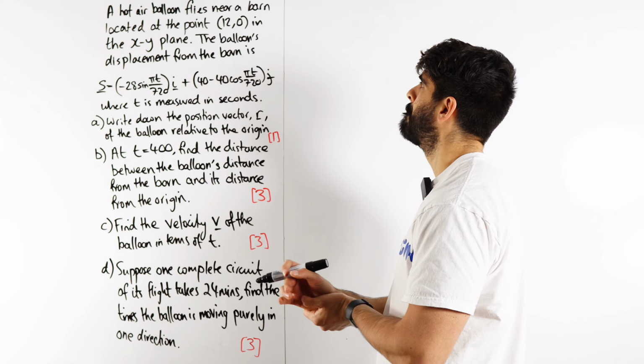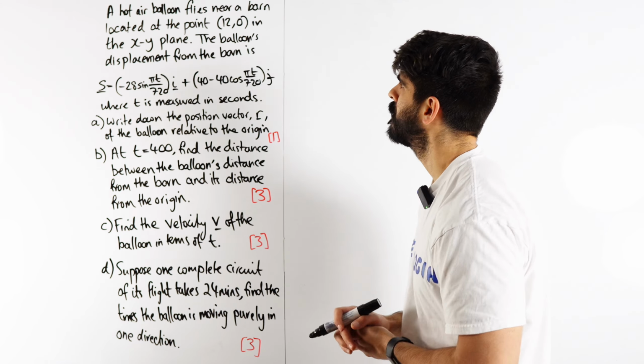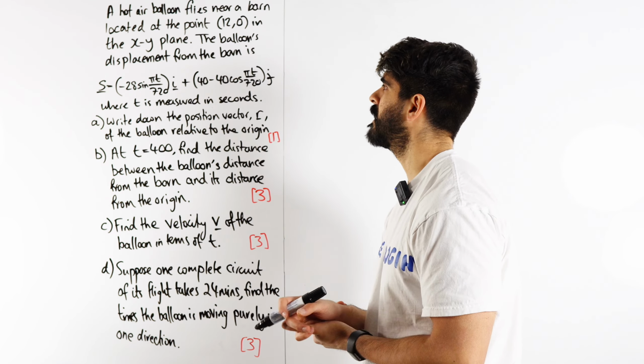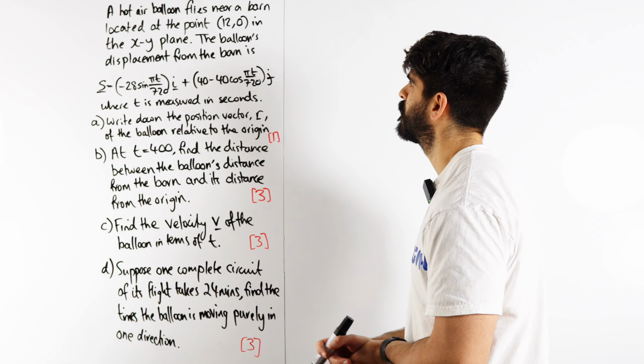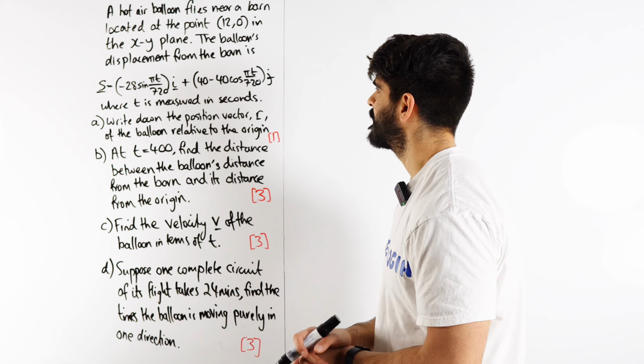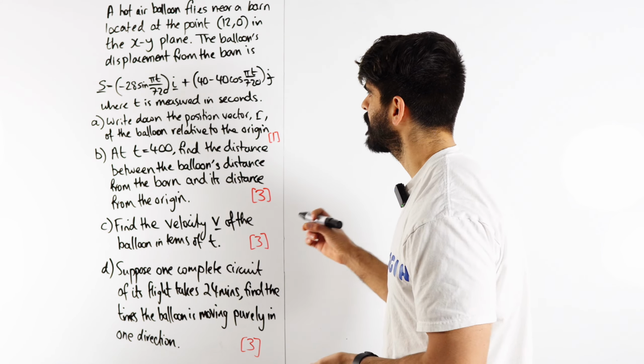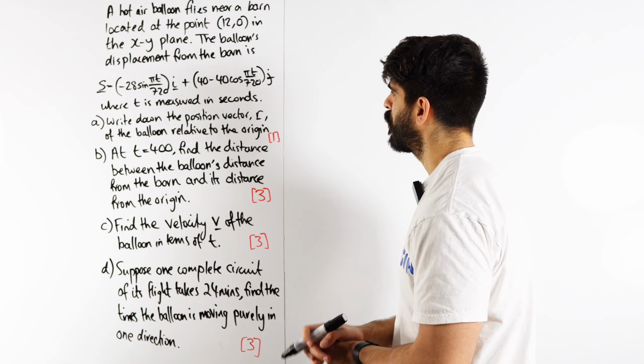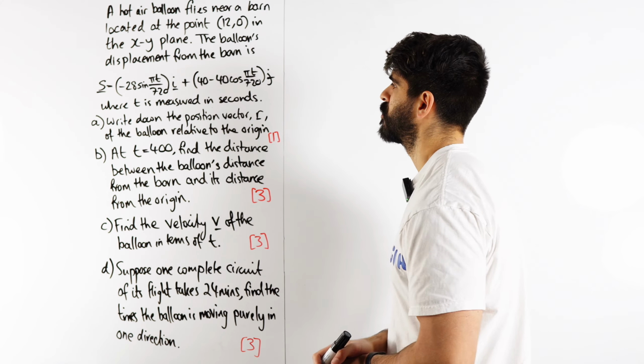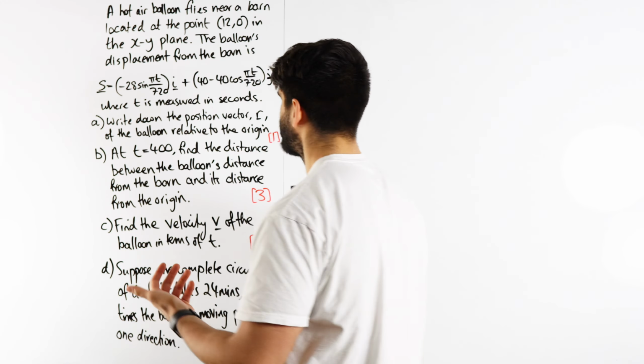So here we've got a hot air balloon flies near a barn located at the point 12, 0 in the XY plane. The balloon's displacement from the barn is that, where t is measured in seconds. Write down the position vector r of the balloon relative to the origin. Okay, it's only one mark.